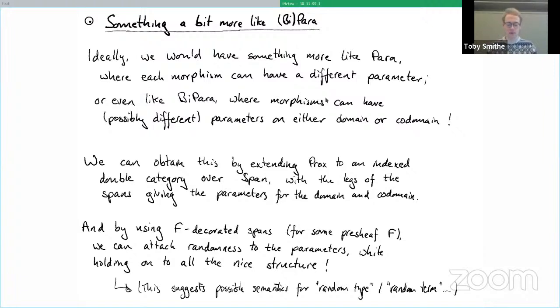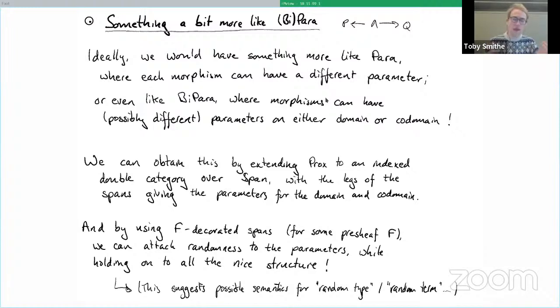And for each span, say something like lambda, P, Q, we're going to think of the left leg as giving us the parameter on the domain object of each morphism, and the right leg is giving us the parameter on the codomain of each morphism, and the apex of the span is giving us the parameter on the morphism itself. And we're going to have some axioms to give us conditions under which this whole thing makes sense.